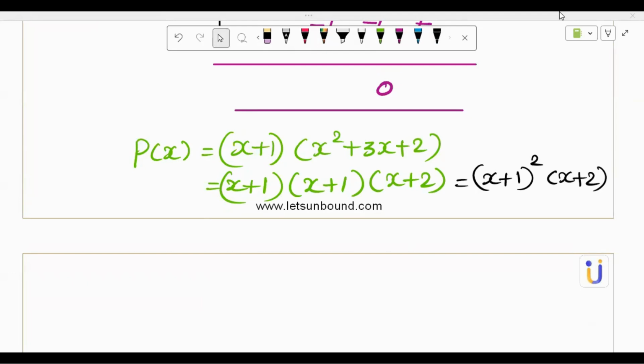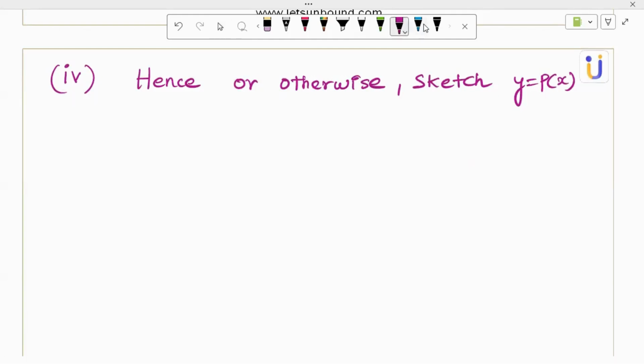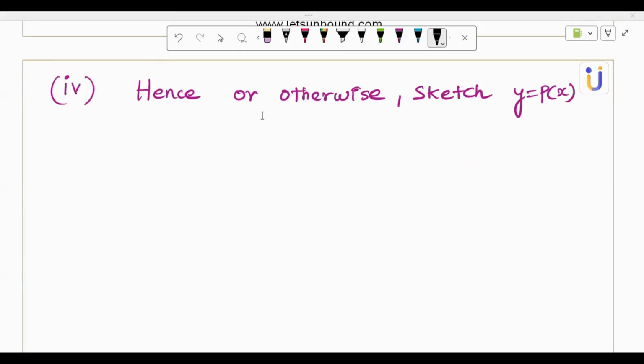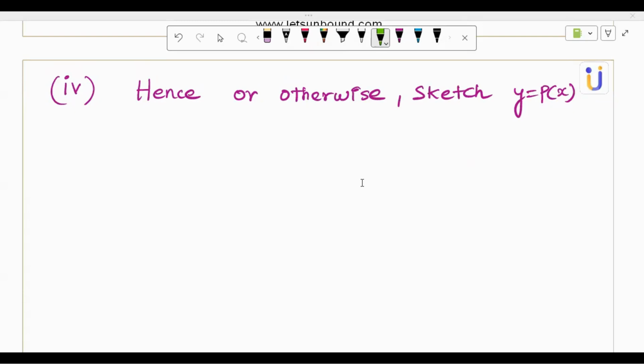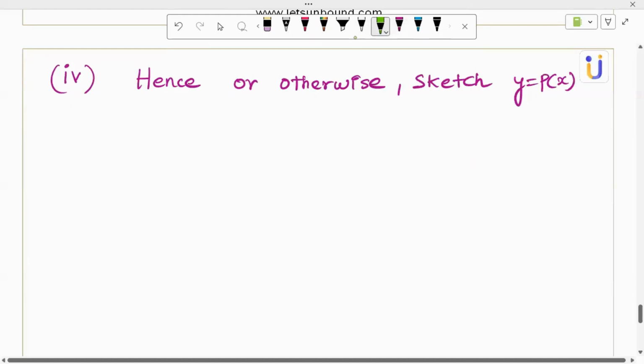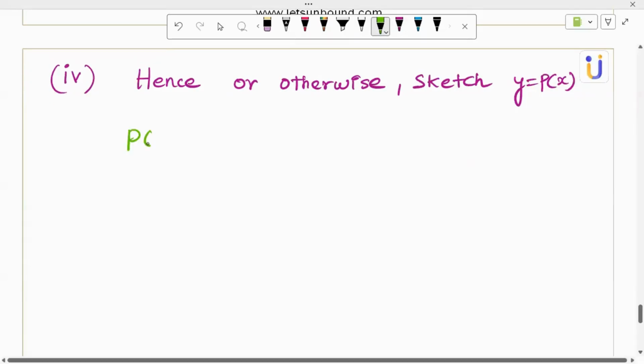And the last part: hence or otherwise, sketch y is equal to P of x. So we can use all the attributes and key factors which we have solved before. And we need to sketch it. Particularly, we have to clearly show the x-intercept, the coordinates of the x-intercept. So let's start solving. Since it's a polynomial sketch, first we need to test the end behavior, and let me write the polynomial first. In factored form will be best. P of x is equal to x plus 2 into x plus 1 the whole square.